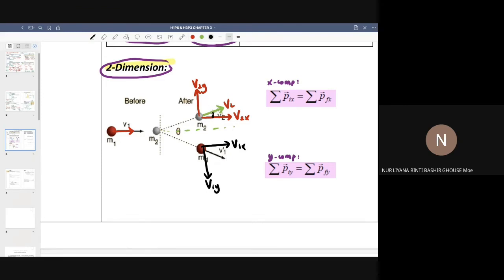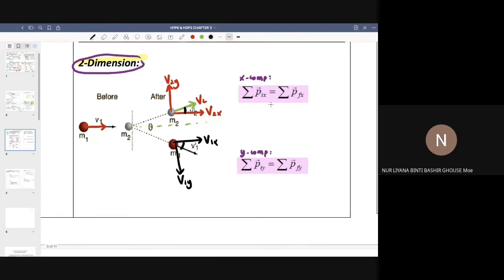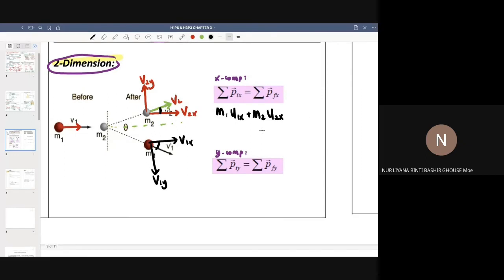So usually dia akan bagi angle kat situ berapa. So bila dia dah bagi angle kat situ, then kita akan masukkan sahaja dalam equation. So what happens is untuk x component, kita akan bukakan dia kepada x. Kalau sebelum ni kita tulis m1 u1, betul? Tapi sekarang kita kena tulis m1 u1x tambah dengan m2 u2x, sebab sekarang untuk setiap velocity tu ada x and y. Okay, and then dia equals to m1 v1x tambah dengan m2 v2x. So this one is for the x.